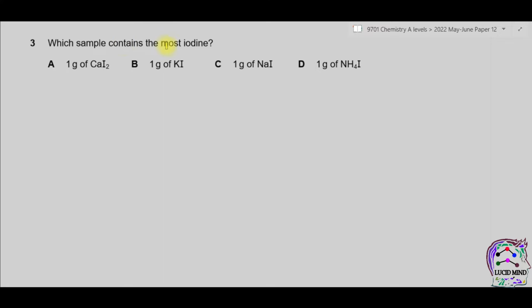Question 3. Which sample contains the most iodine? Now we have 1 gram of calcium iodide, 1 gram of potassium iodide, then sodium iodide, and similarly ammonium iodide.